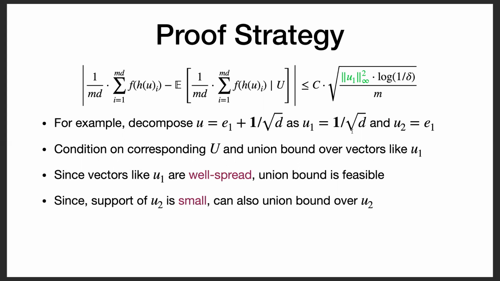And we're going to union bound over vectors that look like U1, so well-spread vectors. Since vectors like U1 are well-spread, the union bound now becomes feasible because the infinity norm of U1 is simply 1 over root D. So you get D units of randomness for each sketch. So a union bound is actually feasible. And furthermore, since the support of U2 is small, we can also include U2 in this conditional concentration inequality. So we can simultaneously do a union bound over all possible values of U1 and U2.